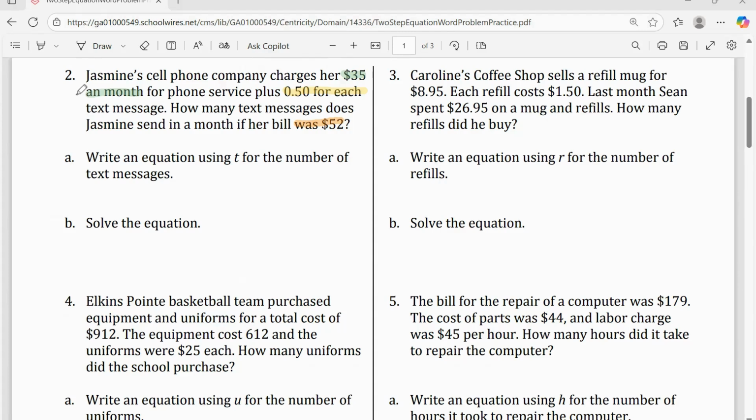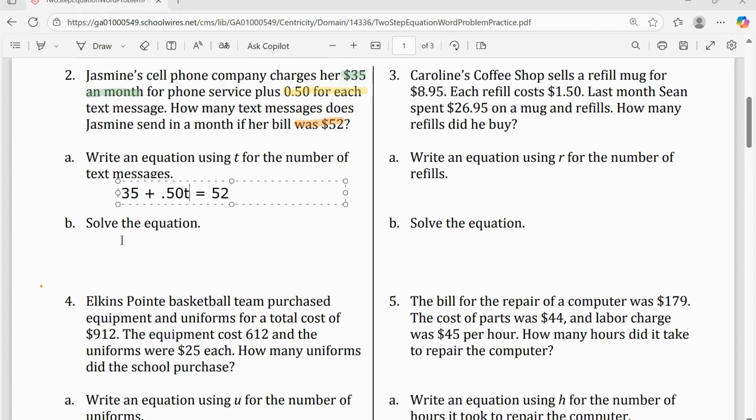Now let's plug them into our equation. Let's start with our constant. So we have 35. Let me fix that and make that black, it's a little easier to see. So we have 35, and then we're going to add 50 cents for each. Remember, that's letting us know to use our variable. So 0.50 x, and then equals 52. Whoa, good catch. Y'all called me there. We're not going to say x, we're going to use t for our variable.